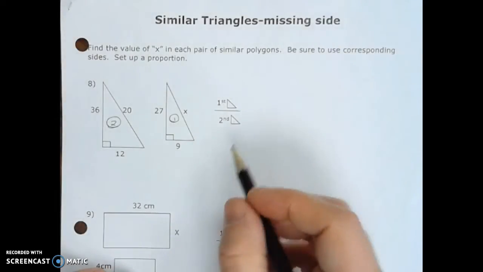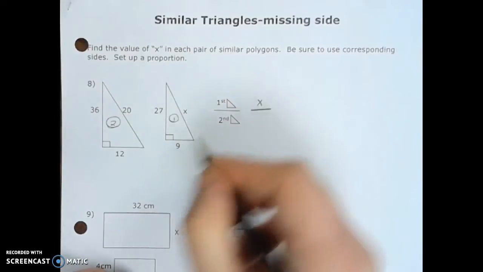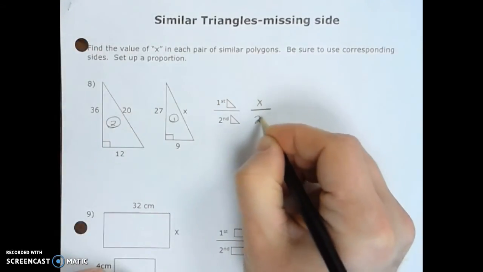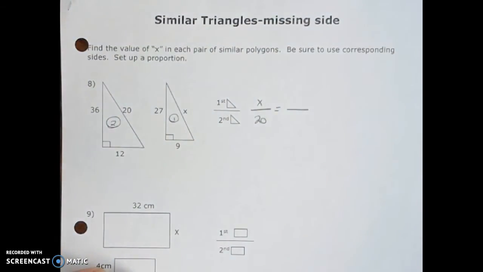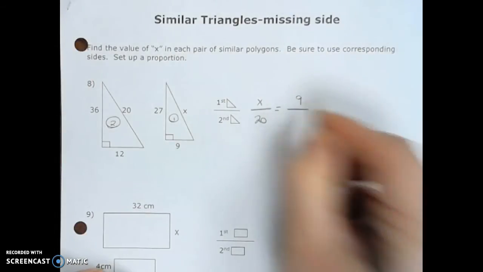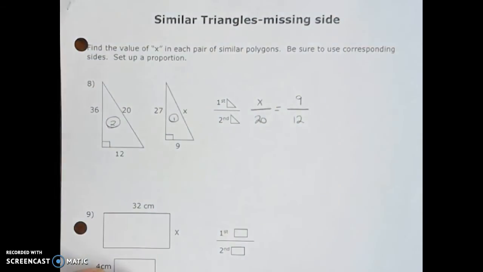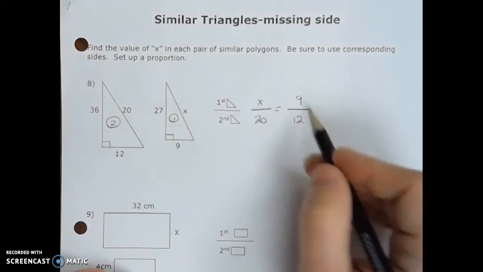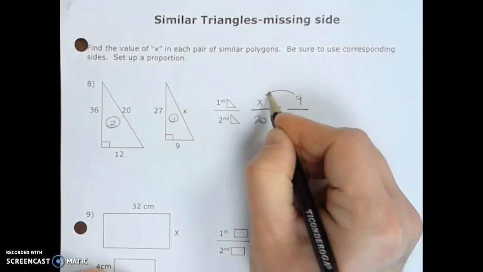So when I set this up, x is in the first triangle, and x corresponds to 20 in the second triangle. I'm going to set that equal to another ratio of corresponding sides. On triangle 1, I'm going to use this side length of 9, and in triangle 2, that corresponds to a length of 12. I've got to figure out in this proportion what the value of x is. So I'm always going to have to move toward the variable.